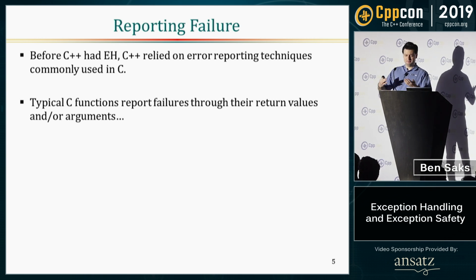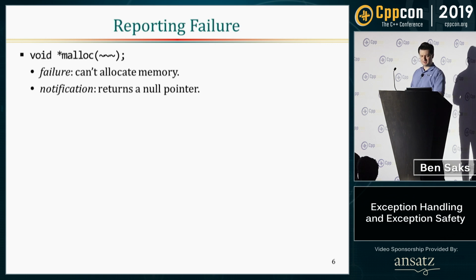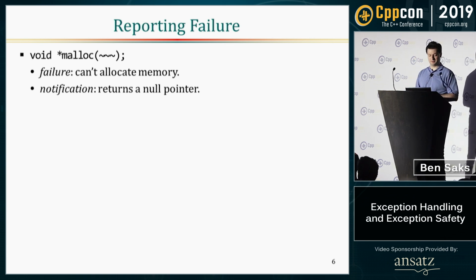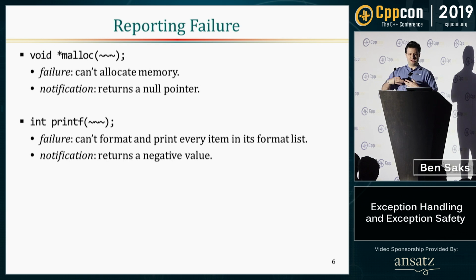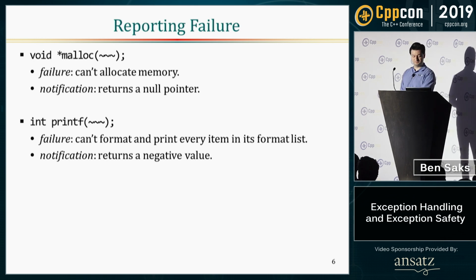C doesn't have exceptions, so many of its standard library functions have to report any failures that they might experience in other ways, like using return values or in some cases arguments. For example, the malloc function from C tries to allocate memory. If it can't, it returns a null pointer. You have to check the return value to make sure that you actually got the memory you asked for. If you call printf and it can't write out all of the things that you asked it to print, it returns a negative value.